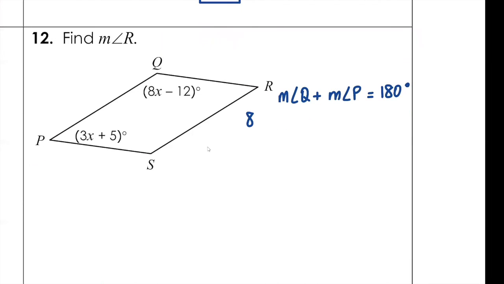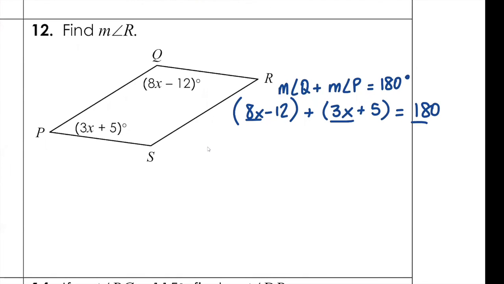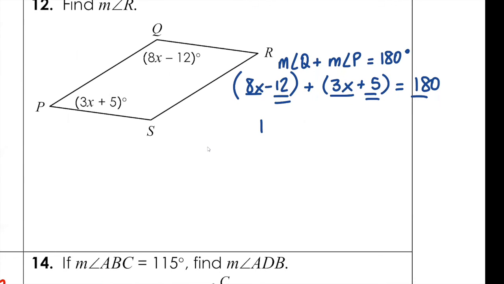So 8x minus 12 plus 3x plus 5. Somebody asked me last class, how come they put parentheses around them? It's just so you don't lose anybody in the transition. You don't want to lose numbers. So we combine like terms. We've got 8x and 3x, negative 12 and 5. So 11x minus 7 equals 180.